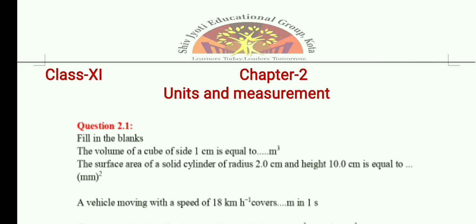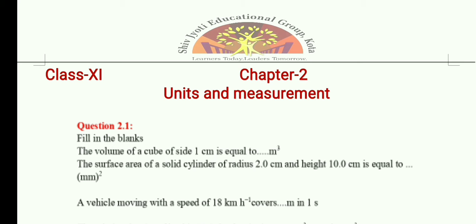Question number 2.1. This is the fill in the blank in which four questions are given. Part 1: the volume of a cube of side 1 centimeter is equal to how many meter cube? Second, the surface area of the solid cylinder of radius 2 centimeter and height 10 centimeter, you have to find out. Third, a vehicle moving with a speed of 18 km per hour covers dash meter in 1 second. And last one, the relative density of lead is 11.3. Its density is dash gram per centimeter cube or dash kilogram per meter cube.